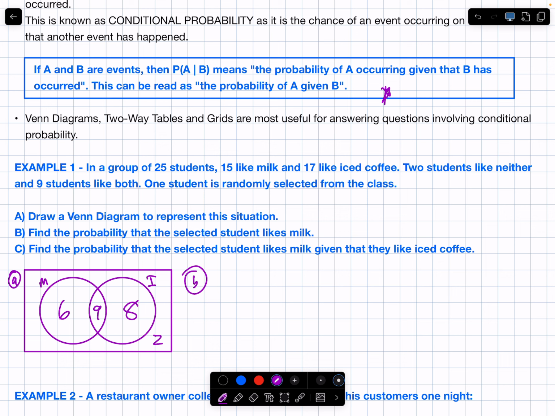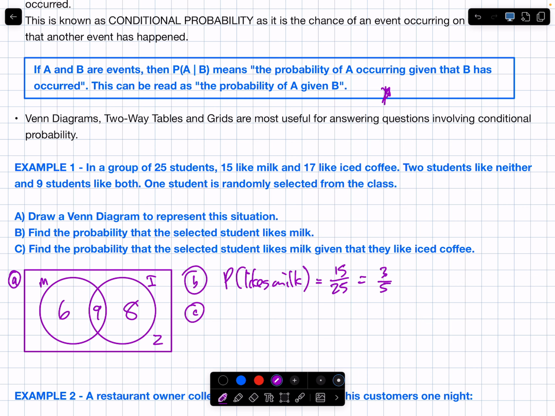B, find the probability that the selected student likes milk. We aren't applying conditions yet. We just want to know if the student likes milk. So the probability of likes milk, it doesn't say whether it's a fraction or decimal or anything. 6 over 20. No. Does it say only likes milk? Do we have a number of kids that like milk and iced coffee? What's it going to be? 15. 15 over 25, so 3 over 5.